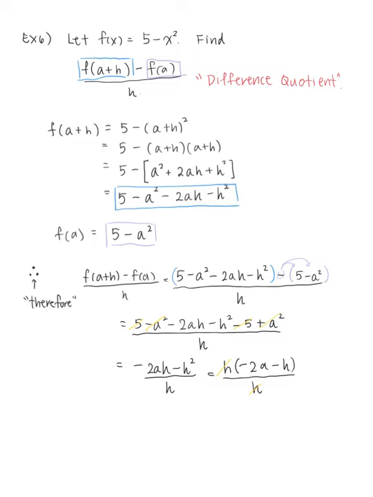By the way, this always happens at the very, very last step. When you compute the difference quotient, at the very end you're going to have to factor the h out from the numerator, so you should no longer see the h on the bottom. If you still see the h on the bottom, that means you did something wrong. All right, so with that said, our final answer is minus 2a minus h. And this is our answer. So this is the difference quotient of f of x equals 5 minus x squared.